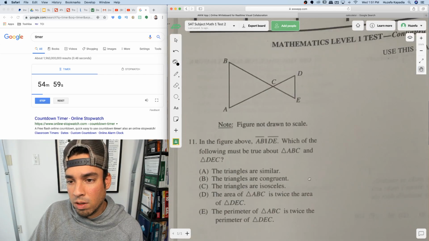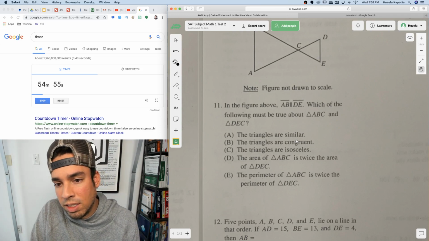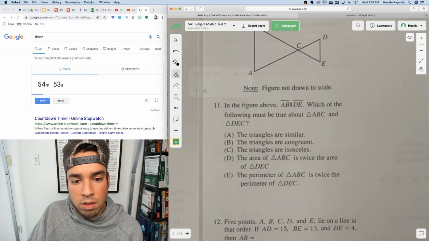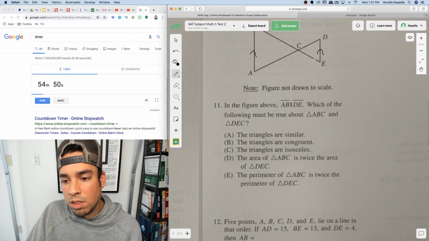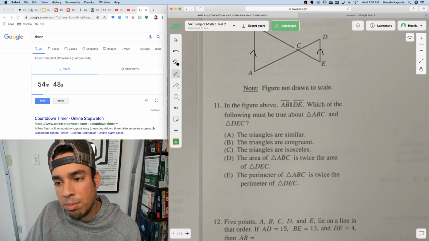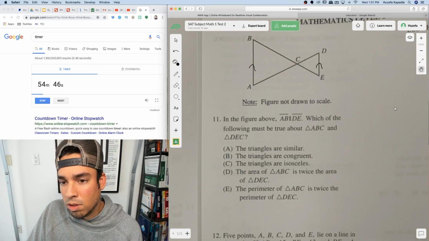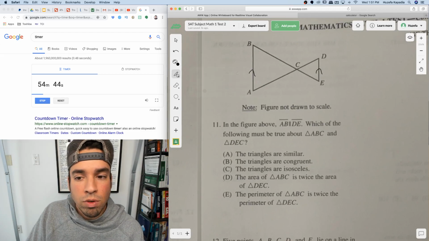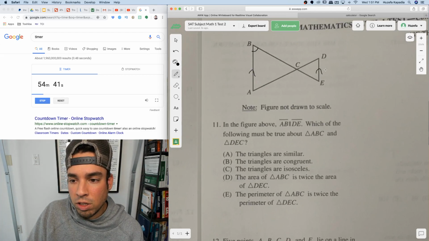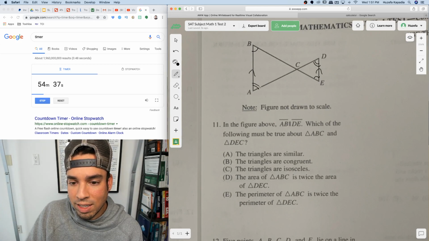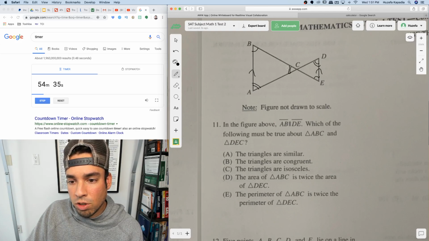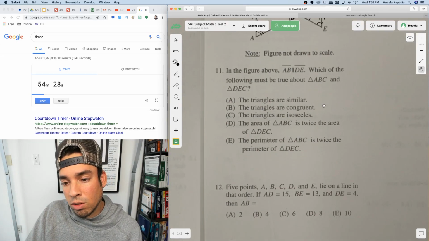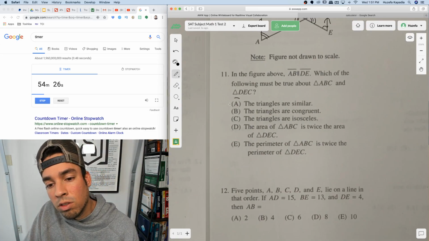11. In the figure above, AB is parallel to DE. So let's mark that. Which of the following must be true about ABC? Oops, about these two triangles. Okay, first of all, if they're parallel, that means this is a transversal, so these two angles are congruent. That means these two angles are congruent. These are both alternate interior angles. And of course, these are congruent, not that it matters, because we've already proven that the triangles are similar by angle. We only need two angles. That's it. Triangles are similar.